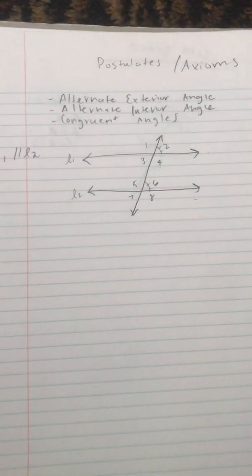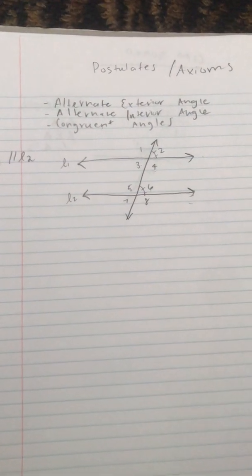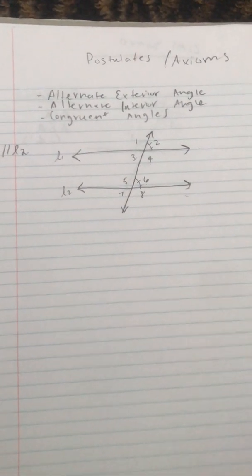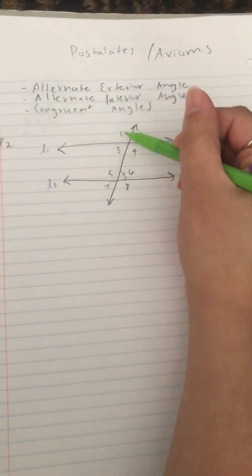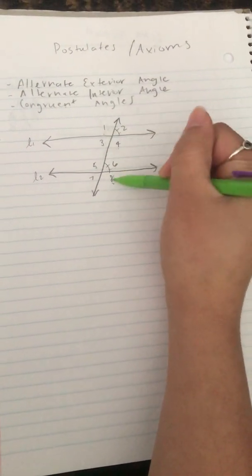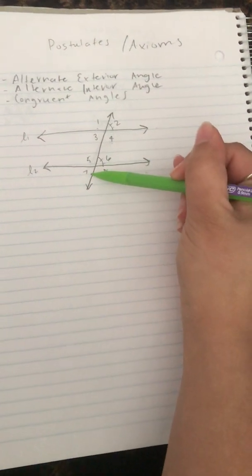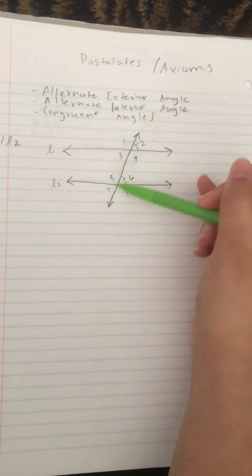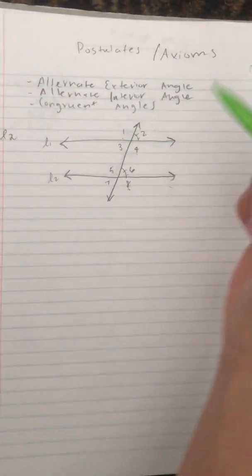So if you're given a pair of alternate exterior angles that are congruent, then the two lines cut by the transversal are parallel. Alternate exterior angles are the angles on the outside. So we have angle 1 and angle 8, and those two angles are equivalent. Same goes with angle 2 and angle 7. Those two angles are going to be equivalent.